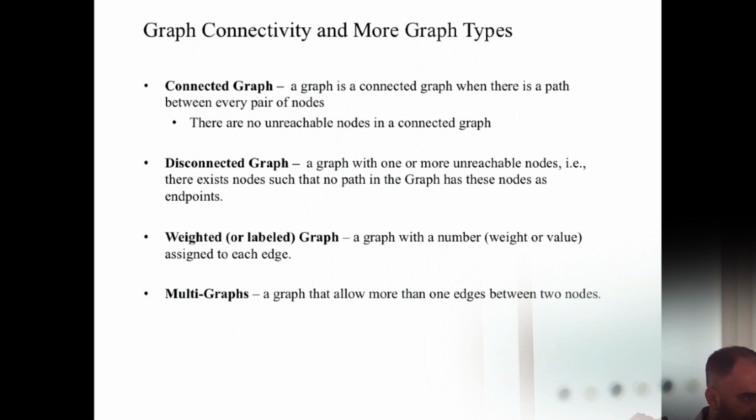So then the weight for that edge may be 100. And then we also have a multi-graph. The multi-graph is a graph. Usually we have only one edge between two nodes, but there can be more than one edge between two nodes.